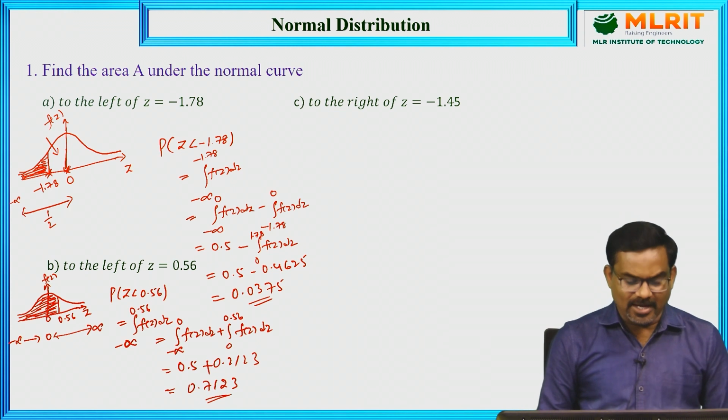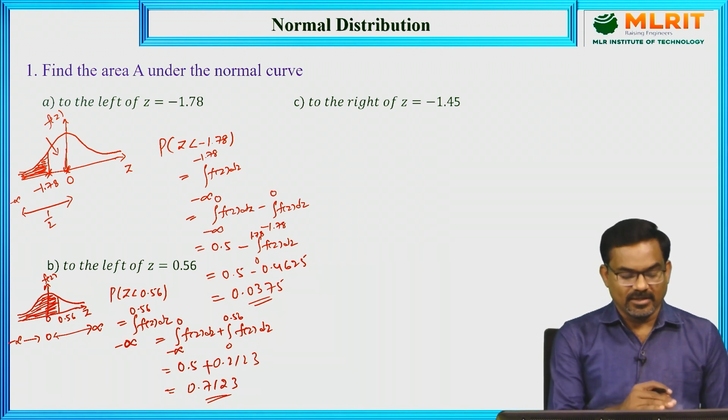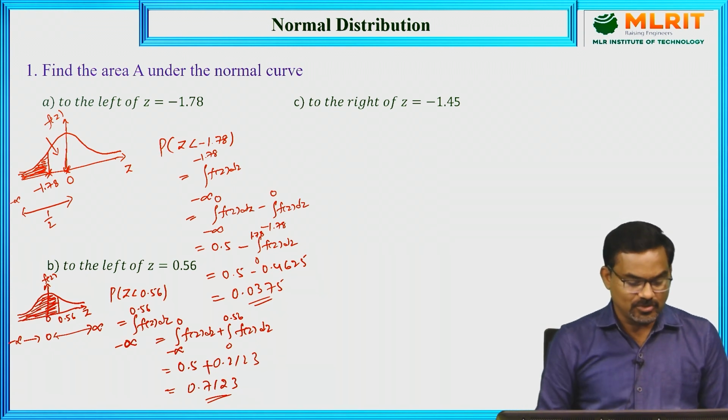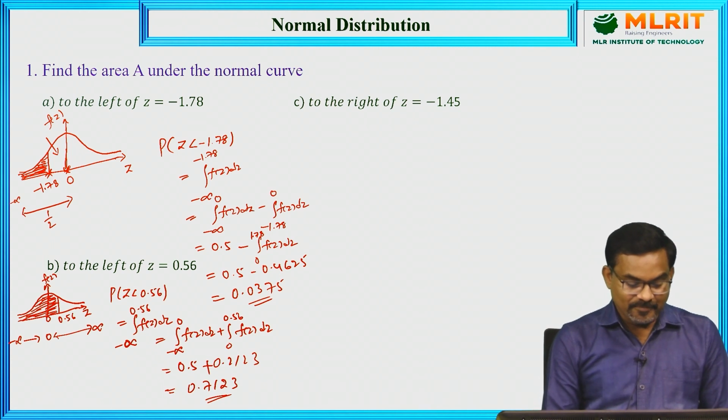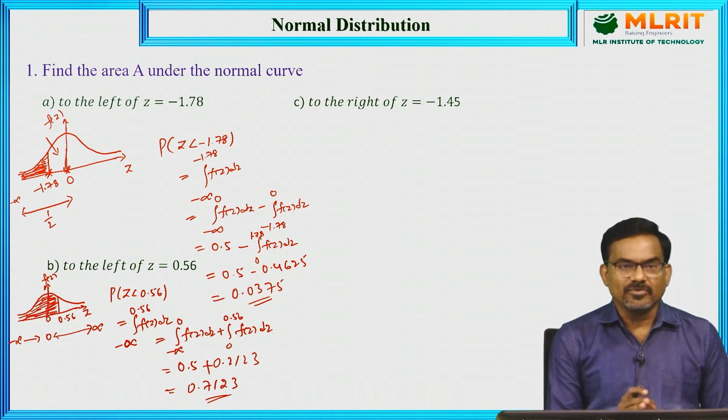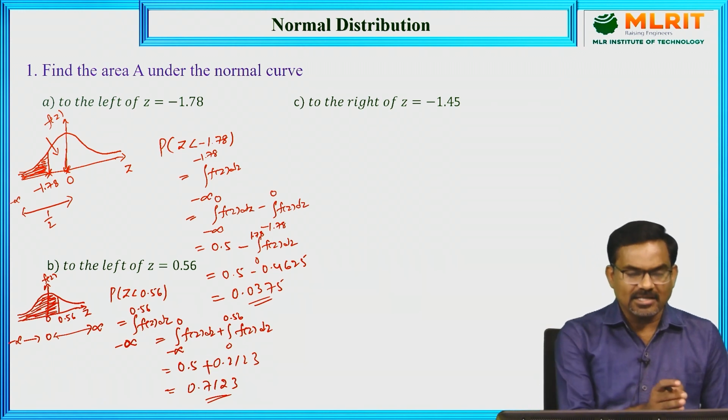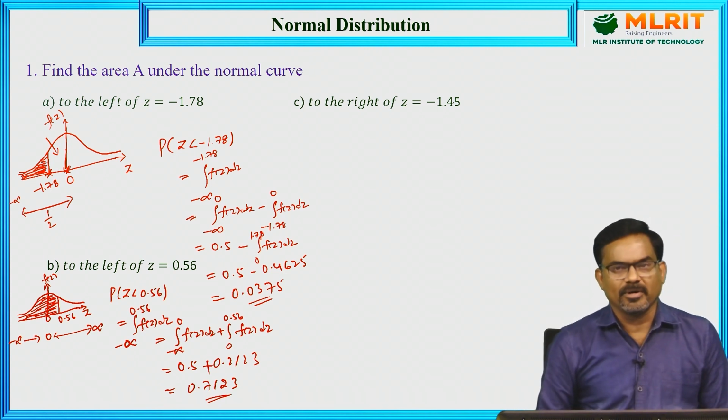So we can observe one point from these two problems: if you are finding the area to the left of a positive value, then it will be more than 0.5. If you are calculating the area to the left of a negative value, that will be less than 0.5.